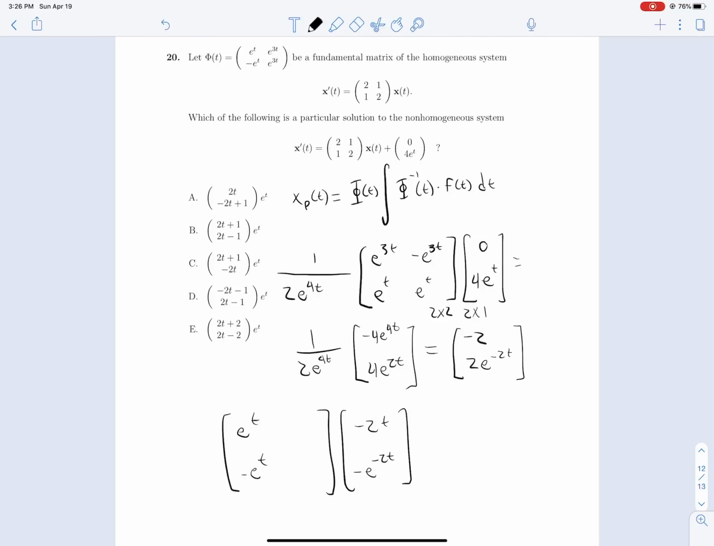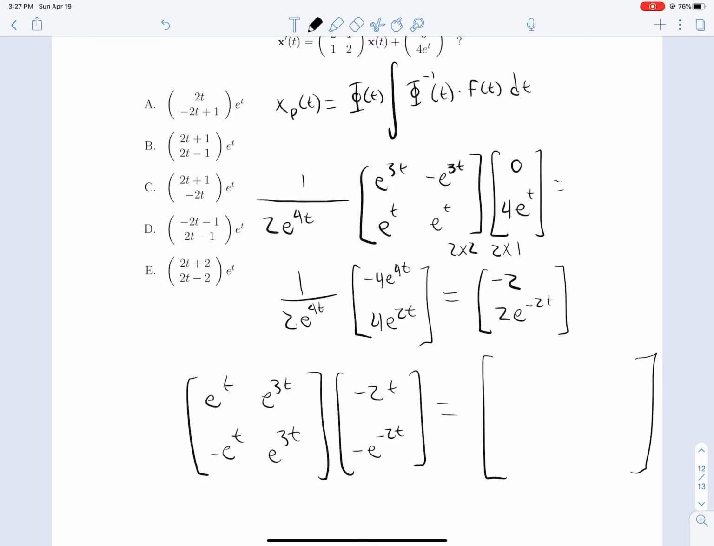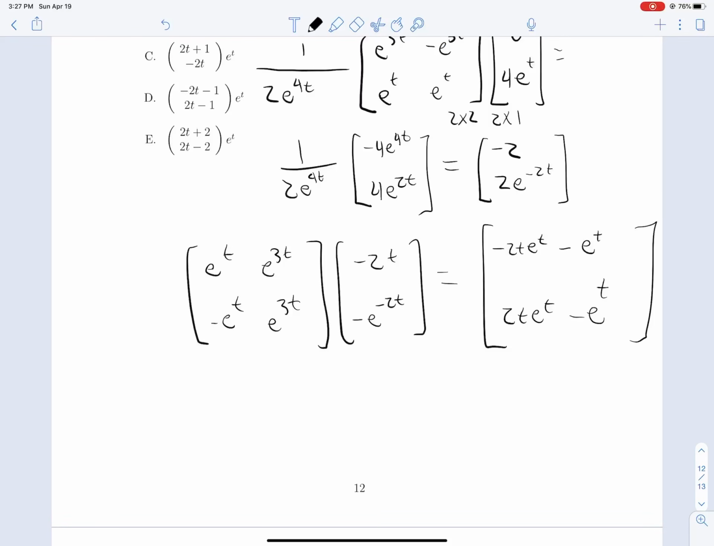Okay, we are, as our final step, multiplying by our fundamental matrix, which is e to the t, negative e to the t, e to the 3t, e to the 3t, and we will get a 2 by 1 matrix with, let's see, negative 2t e to the t minus e to the t, and on the bottom 2t e to the t minus e to the t, and we can factor out an e to the t, and we get negative 2t minus 1, 2t minus 1, e to the t, and this is our x particular.